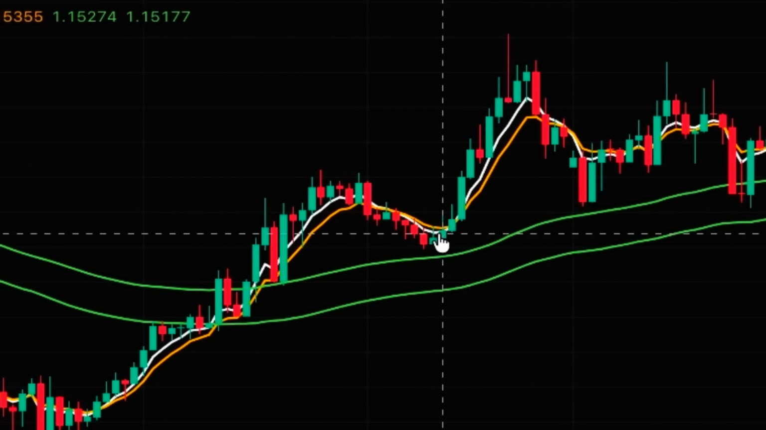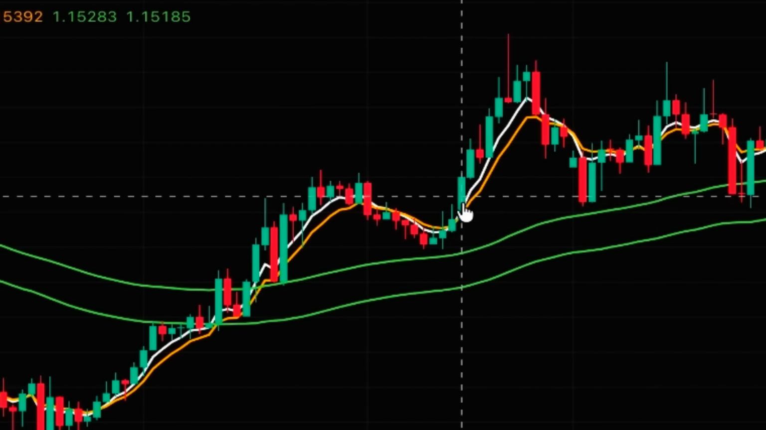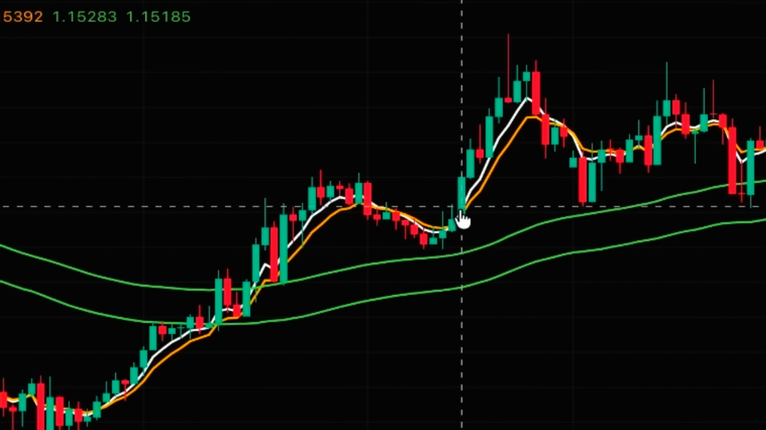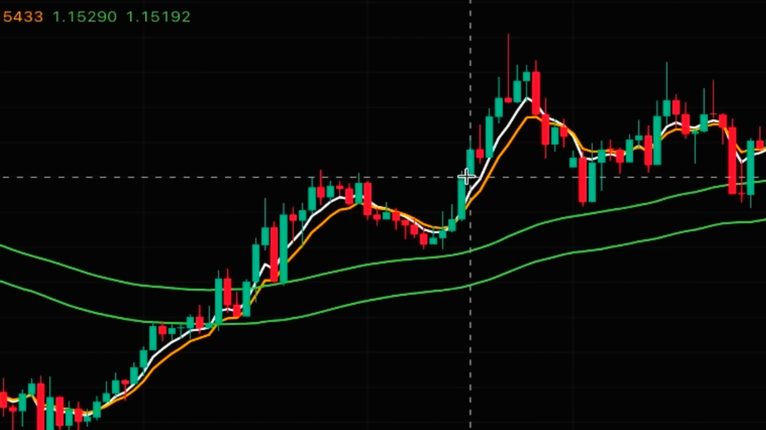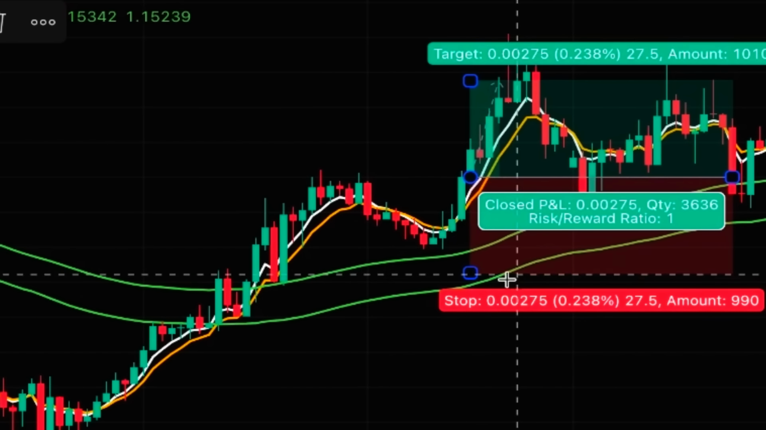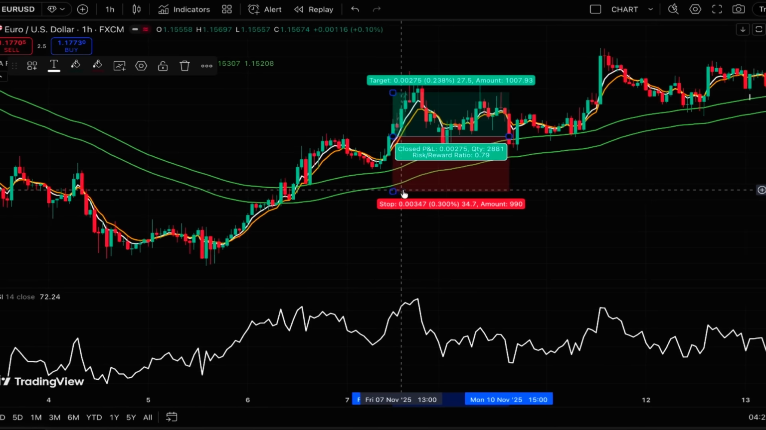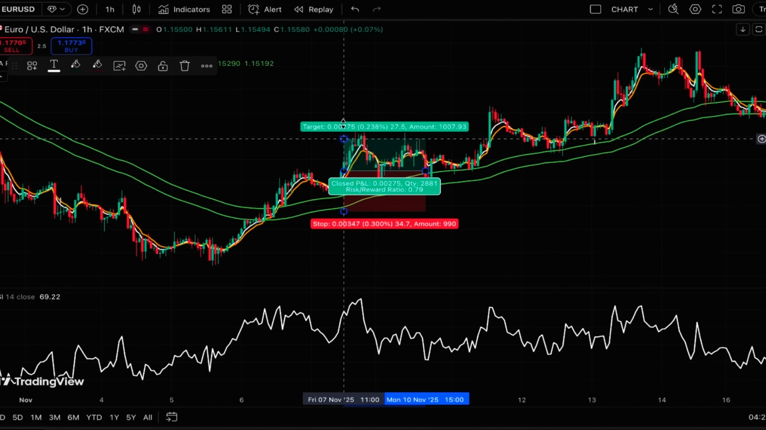In the next step, we should wait for a signal that shows the end of the pullback, and that is when the white line is closed above the orange line. You can see that when this candle is closed, the white line is already closed above the orange line. So the buy signal here is confirmed, and in practice we could enter a long position at this point with the stop loss below the green channel and profit target at a risk to reward ratio of 2.